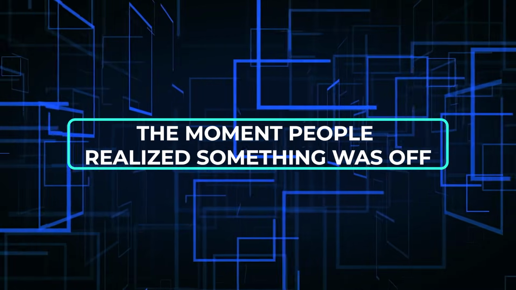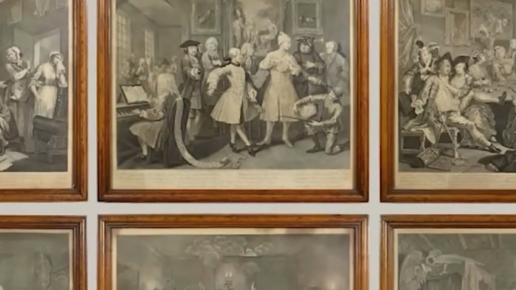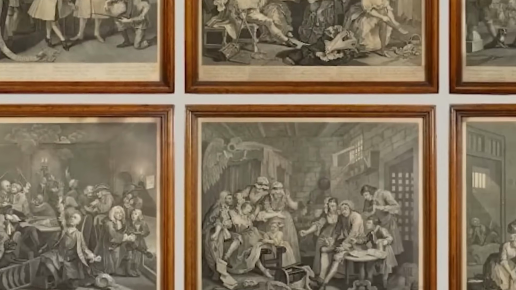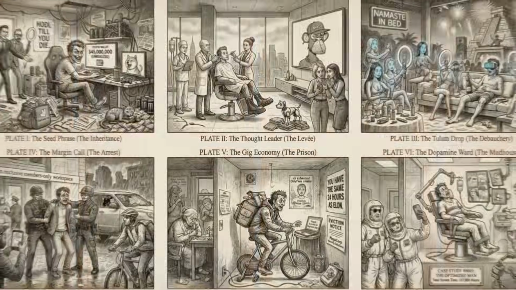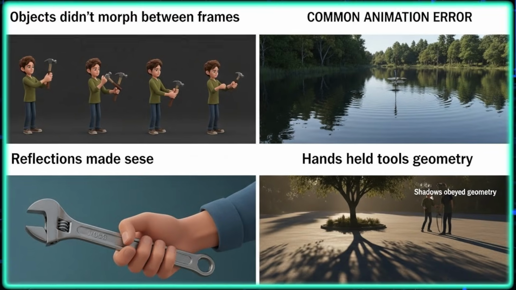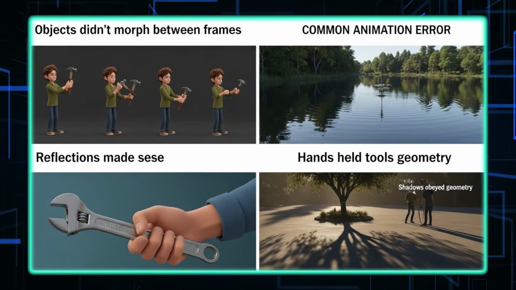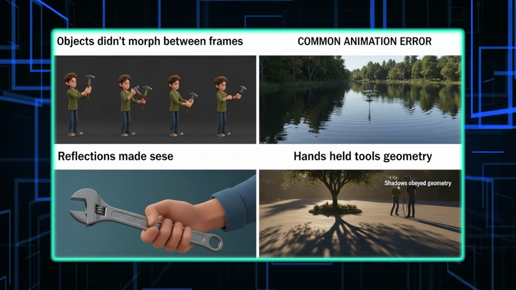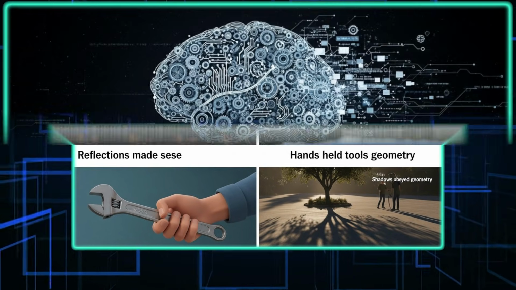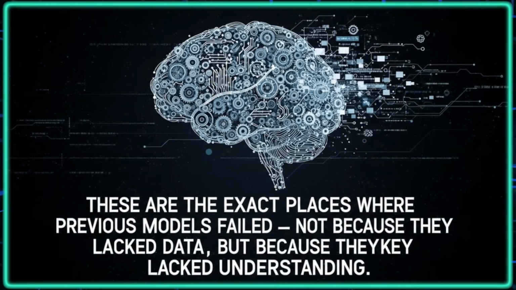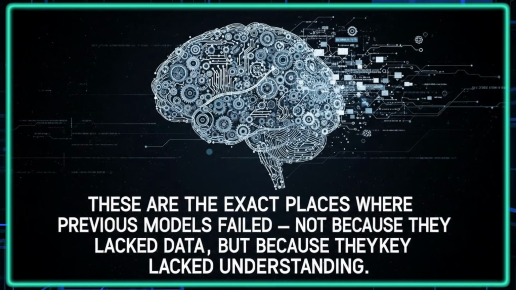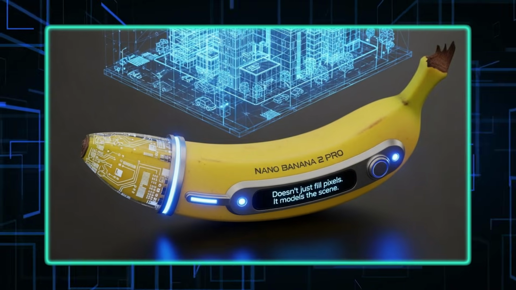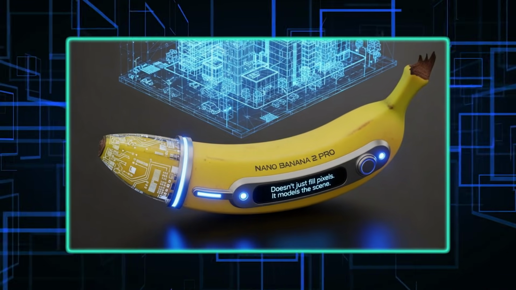The moment people realized something was off, the first red flag wasn't how good the images looked. It was how consistent they were. Objects didn't morph between frames. Reflections made sense. Hands held tools correctly. Shadows obeyed geometry. These are the exact places where previous models failed, not because they lacked data, but because they lacked understanding. Nano Banana 2 Pro doesn't just fill pixels, it models the scene.